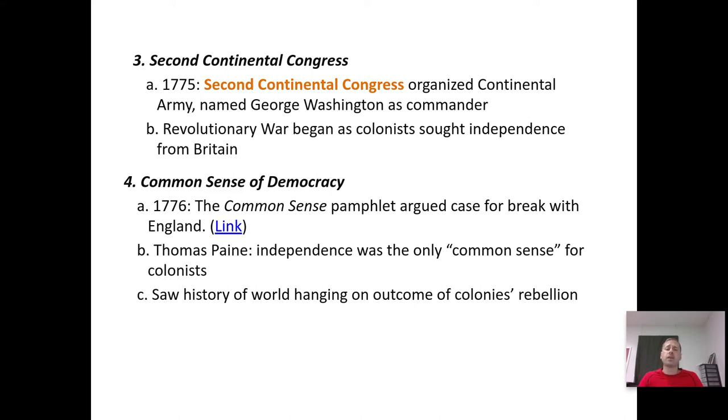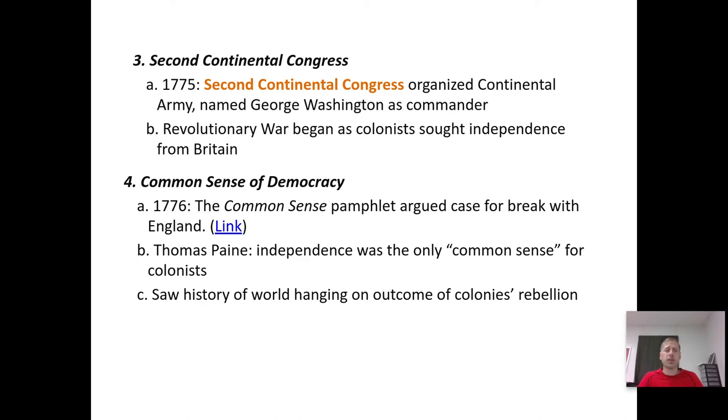The colonists really didn't get on board with independence until early 1776, just 6 months or so before we actually declared our independence. And that was thanks to a pamphlet or a long essay called Common Sense. Common Sense was written by Thomas Paine. And we have an assignment tonight that we're going to look at excerpts from this essay.